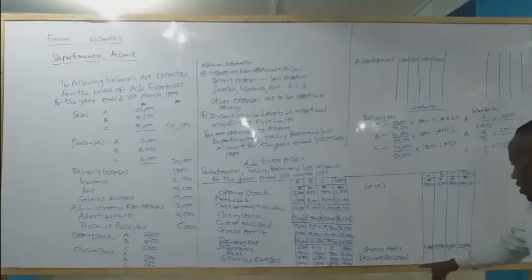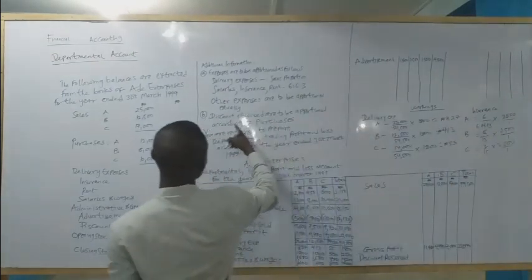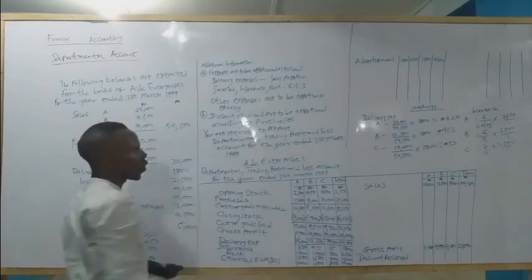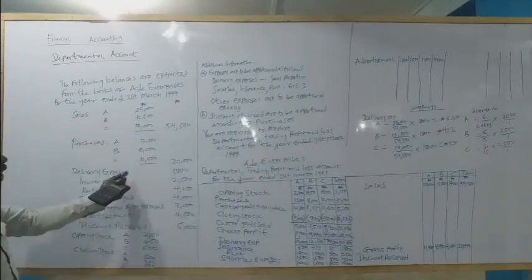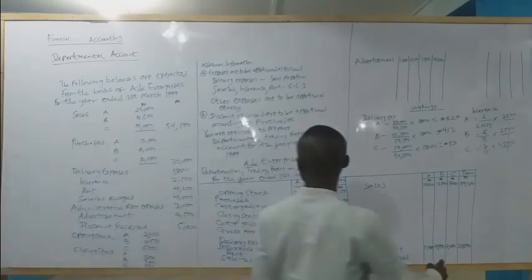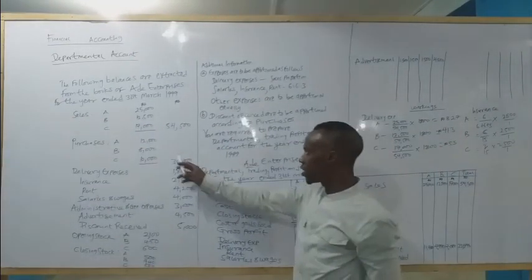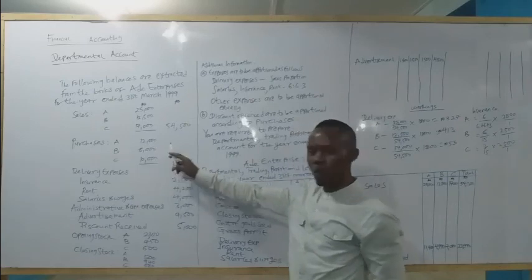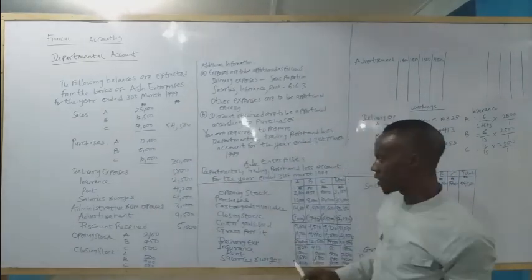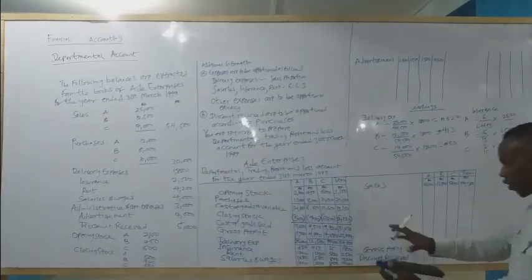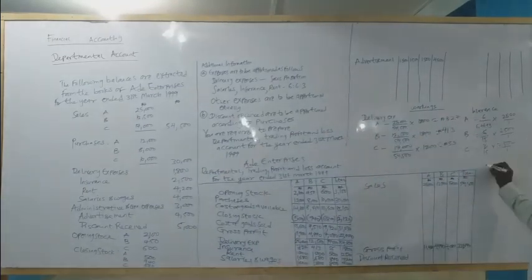Then the last one is discount received. The discount received is apportioned according to purchases. So we take the basis of purchases for discount received. The total purchase is 30,000. So for department A, we take 12,000 over 30,000 times the amount of discount received.